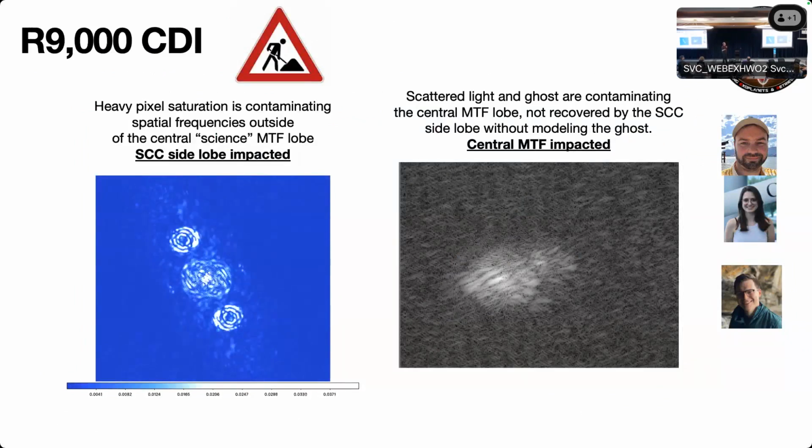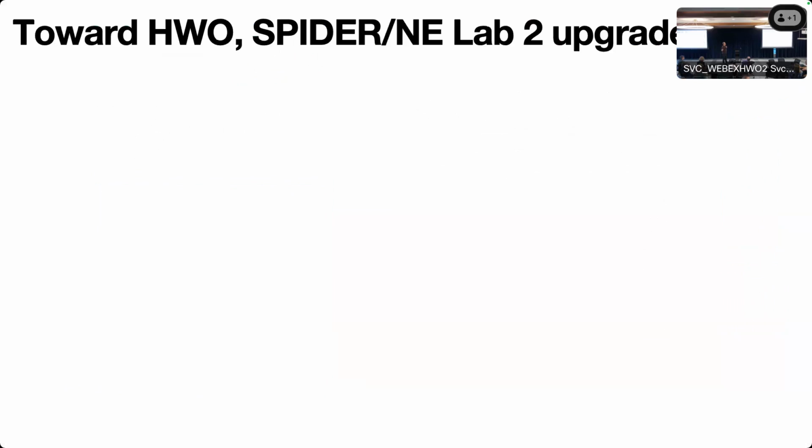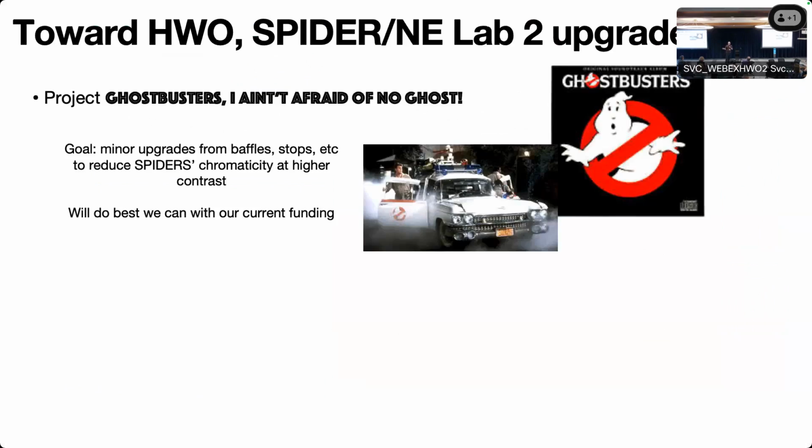We're going to have to work a lot harder to make these work. So we're thinking about upgrades to do better. So really, we have ghost problems. What do you do when you have a ghost problem? You call Ghostbusters. So Project Ghostbuster in our team has just started, where we're going to have a bunch of baffles and do our best to get rid of all of these photons bouncing around.